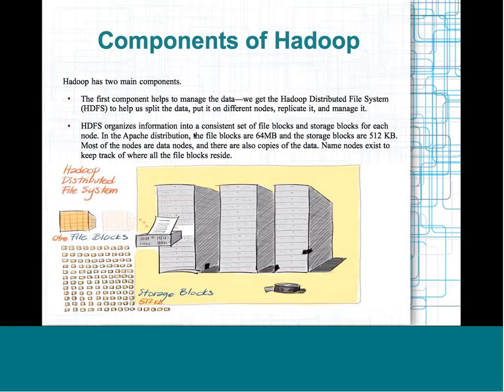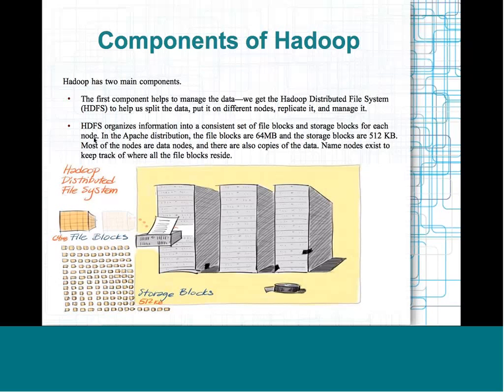Now, very important here. HDFS organizes your information into a consistent set of file blocks, and a storage block for each node. In other words, your data node is actually divided into a number of blocks. So assume that I want to store a file. That file will be split into n number of equal sized blocks. For the Hadoop file system, the block is the primary storage unit.